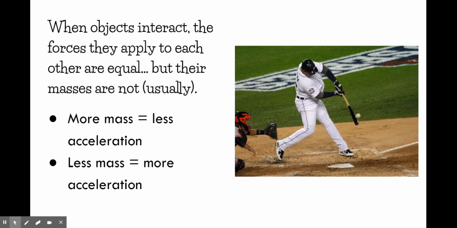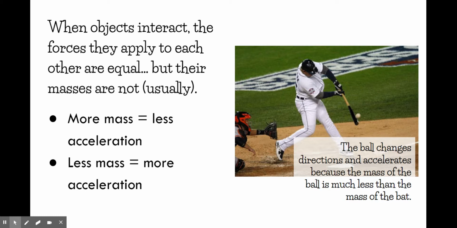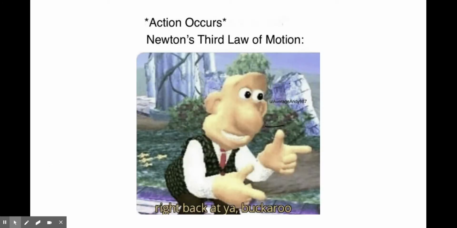So we see a baseball player hitting a baseball with a bat. We know that the baseball is going to go flying off in a different direction, right? And that's because the mass of the ball is much less than the mass of the bat. So even though the ball and the bat each apply a force to each other, the forces are equal in size but opposite in direction, the mass of the ball is so light that it causes its acceleration to be greater than the bat. So therefore it changes direction.